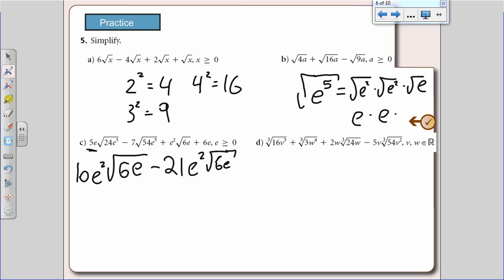Okay. This next one, can we simplify it? No. Why can't we simplify it? Because nothing divides into the 6, yeah. And E is obviously by itself. So the next one's going to stay the exact same. Plus E squared root 6E.